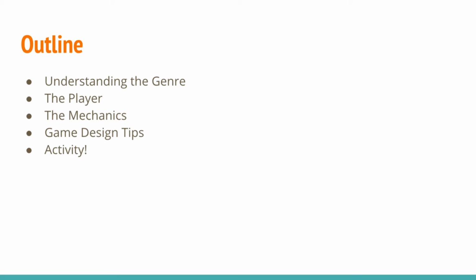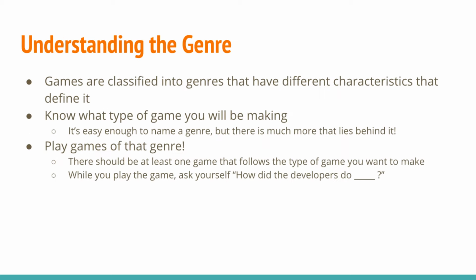So our outline for today is, first, we're going to talk about genres and understanding genre. The second part is talking about the player, whoever is playing your game, we need to understand what they're doing. The next thing we're going to talk about is the mechanics of the game, and then some game design tips, and we'll still do the activity. Maybe someone's watching. If not, then it's something you could do at home. And so, yeah, let's get started.